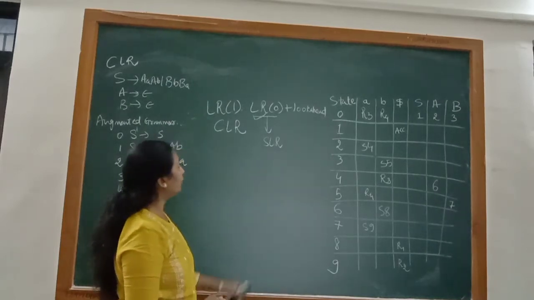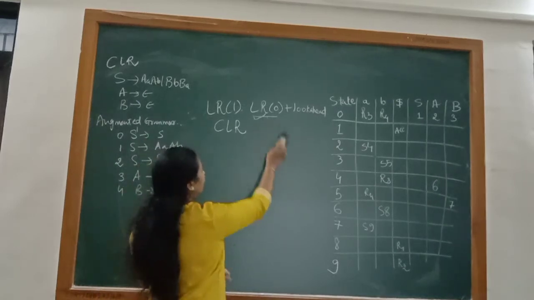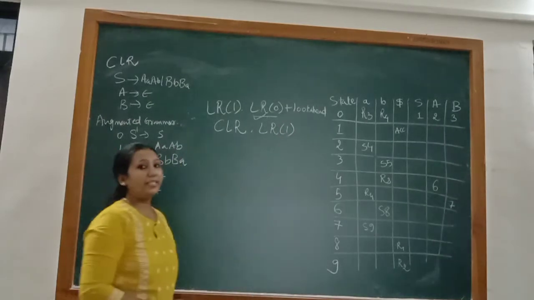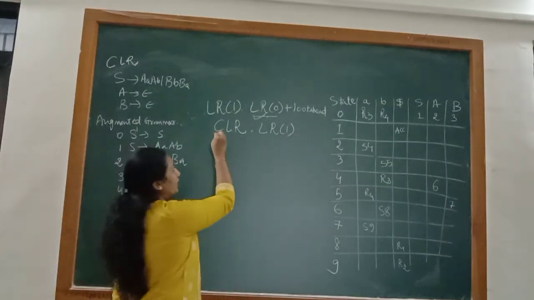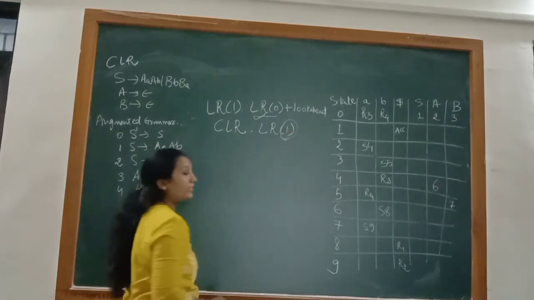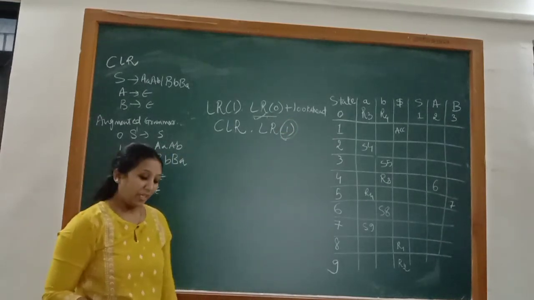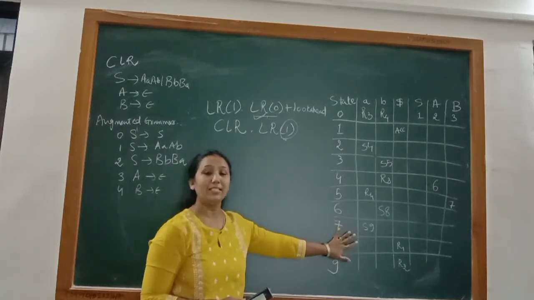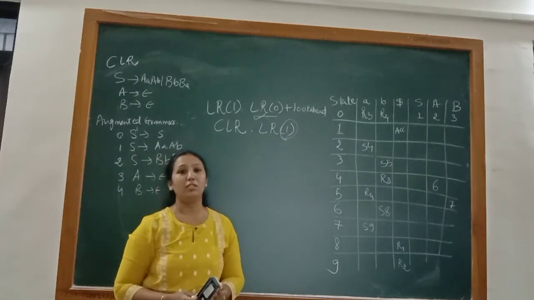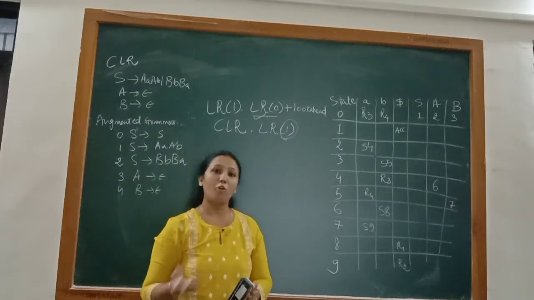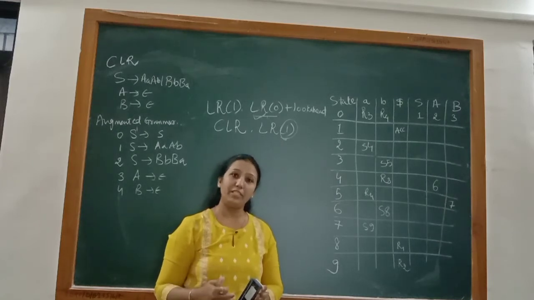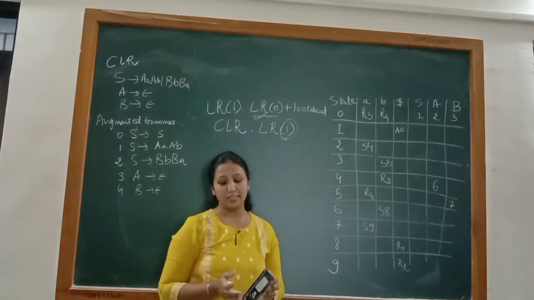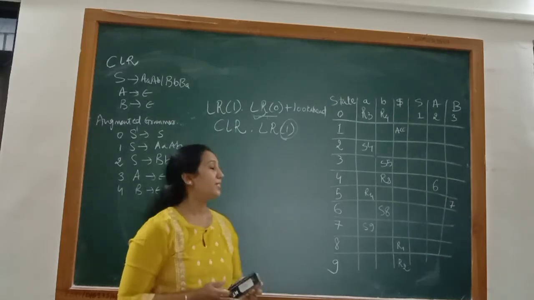In this video we are going to discuss CLR, that is canonical LR, which is also called LR1. Why is it called LR1? Because in CLR we have one lookahead symbol present on the right hand side of the production. In SLR, when we create a parsing table, we put the reduce entry in the follow of the left hand side non-terminal. Here in CLR, we put the reduce entry in the lookahead symbol. That is the major difference between SLR and CLR.